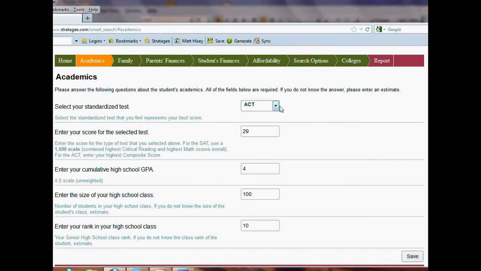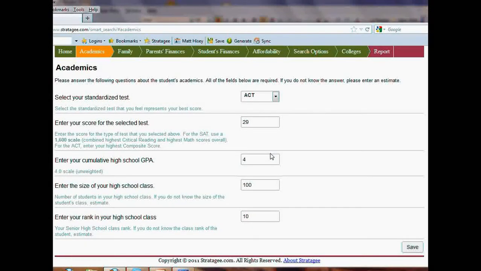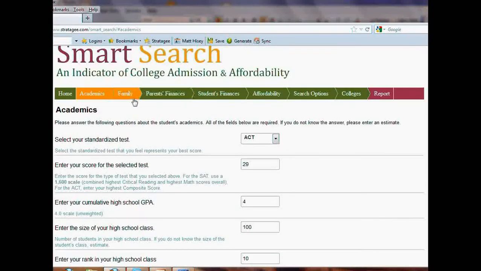So Joey took the ACT and SAT tests. We're just going to focus on the ACT for now. He scored a 29, which is pretty good. And he did take it a couple of times. His grade point average is a 4.0. As far as class rank, he's in about the top 10% of his class.